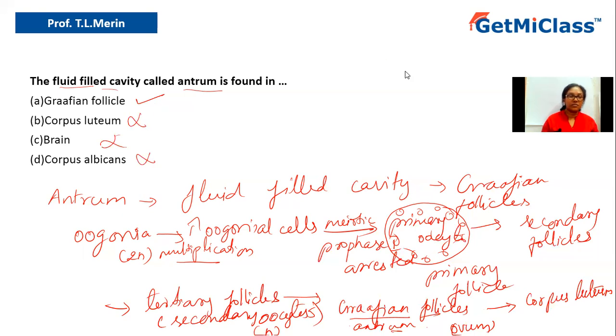So let us conclude the answer. What is the answer? The answer is option A. That is the correct answer, the Graafian follicle, which consists of the cavity filled with antrum. I hope you understood the explanation.